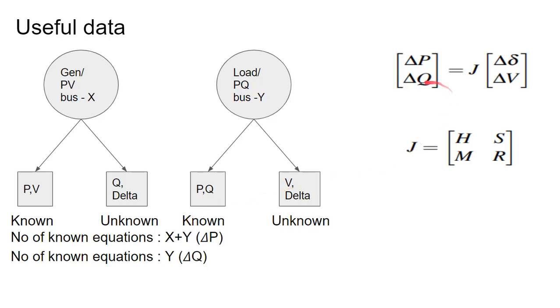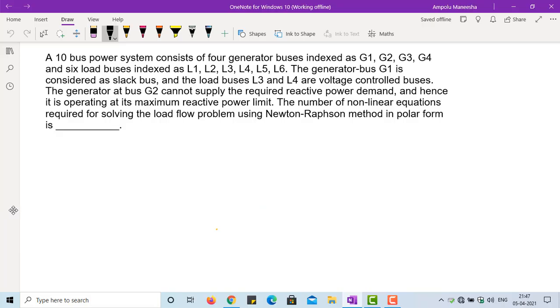And the number of known equations for the delta Q. Q is known at only PQ bus, right? So, the number of known equations for delta Q is Y. So, the total number of non-linear equations are X plus 2Y. Let us solve the problem.